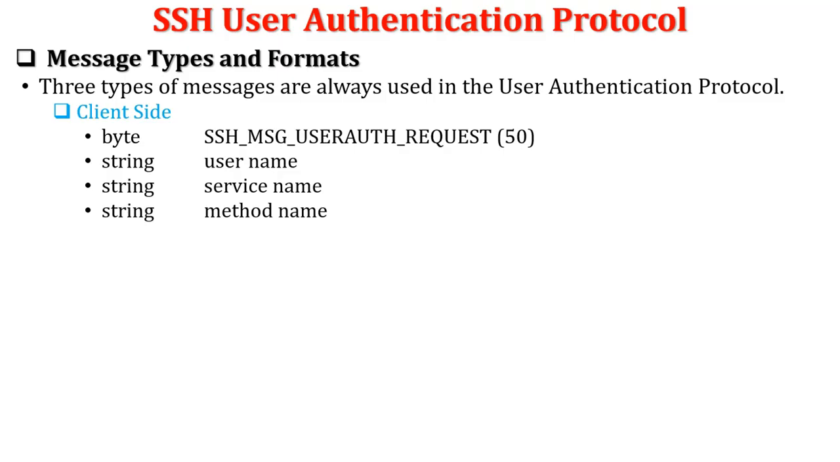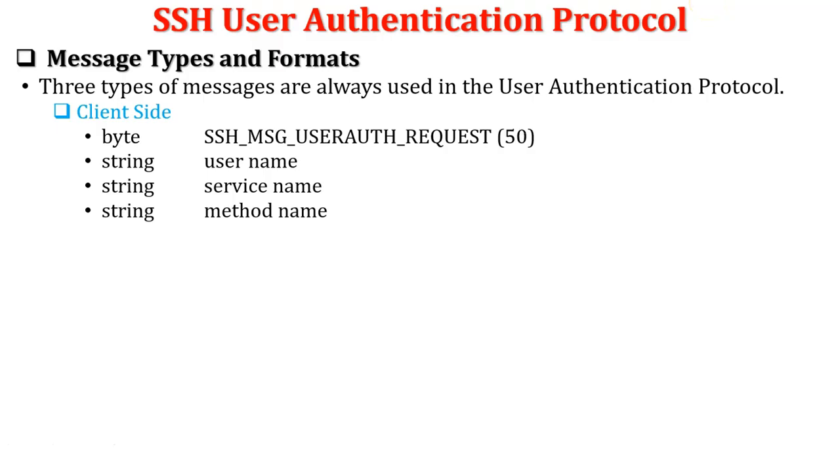Here, username indicates the authorization identity of the client. The next is service name. Service name is the facility to which the client is requesting access from the server. And the third one is method name. It indicates the authentication method being used in the request message. Here in this message, value 50 indicates the client request message.